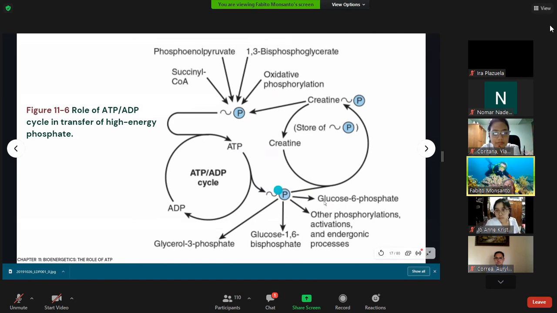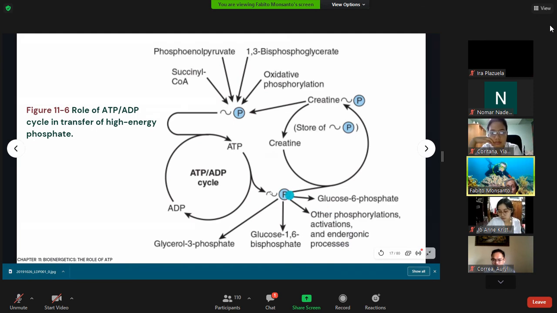Adding to glucose becomes glucose 6-phosphate. Adding to glycerol, glycerol 3-phosphate. To glucose, to add 2 phosphates, 1,6-biphosphate. And other phosphorylation reactions and endergonic processes or reactions that cannot occur unless energy is supplied. Right?